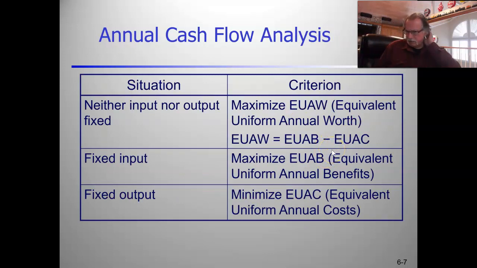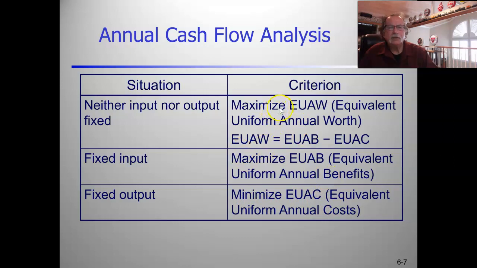Now this is very similar. This criteria is exactly the same as present worth analysis. And it should be, because they only differ by a factor. The typical situation is when you're comparing projects and they have different costs and benefits, you maximize the equivalent uniform annual worth. If they have the same costs, you maximize the equivalent uniform annual benefits, and if they have the same benefits, you minimize the equivalent uniform annual costs.